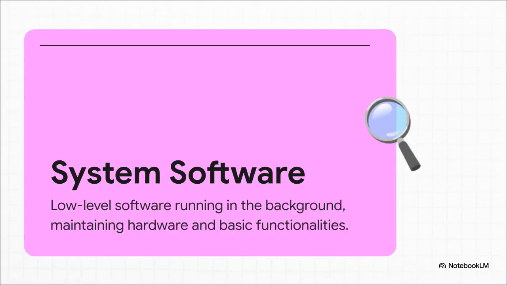System software is this low-level software that is constantly running in your computer's background. It maintains the hardware and basic functionalities. In fact, it is literally the very first thing that gets loaded into the system's memory the exact second you turn your computer on. Without it, you wouldn't be able to run anything else, because it fundamentally manages the interaction between the hardware itself and you, the user.